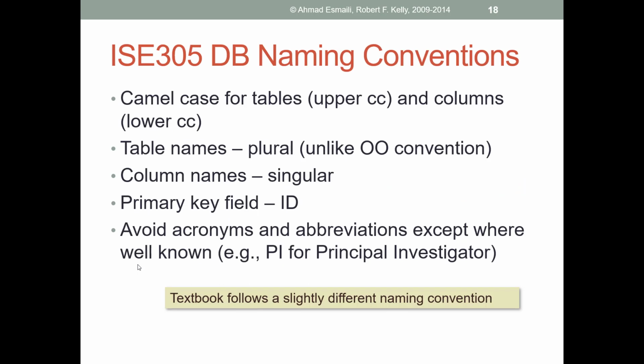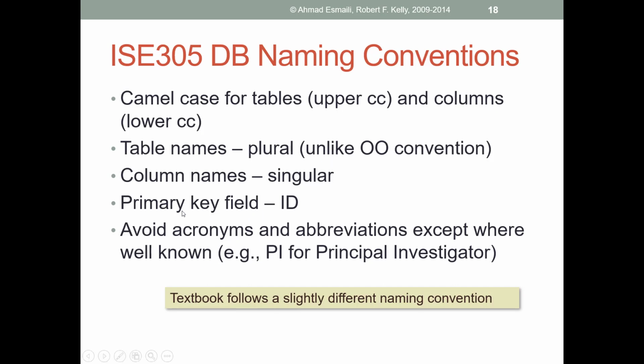Now, what is the convention that we have to use in this course? For tables, we will use upper camel case, and we will use lower camel case for columns. Okay, and then table names should be plural. So if you are creating a table for students, you better call that students, and similarly for course, you call that courses, and attribute names should be singular. So the course number should be courseNumber, not course numbers. Which is intuitive as well.